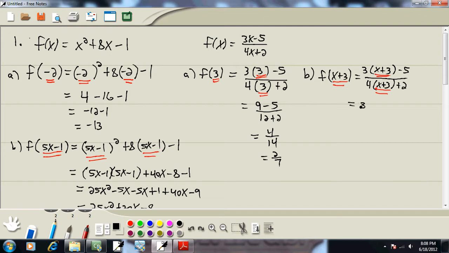Well, 3 times x is 3x, 3 times 3 is 9, minus 5. 4 times x is 4x, 4 times 3 is 12. 9 minus 5 gives us 4. And down here, 12 plus 2 gives us 14. So that would be your answer.